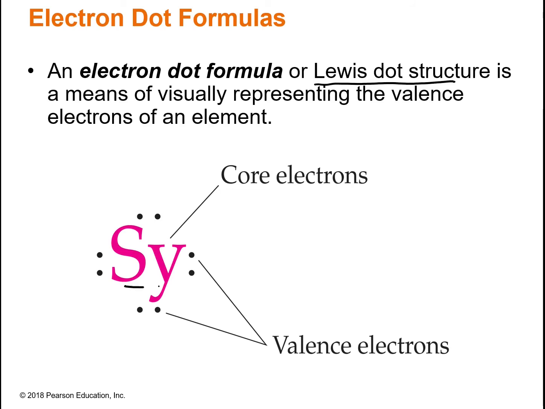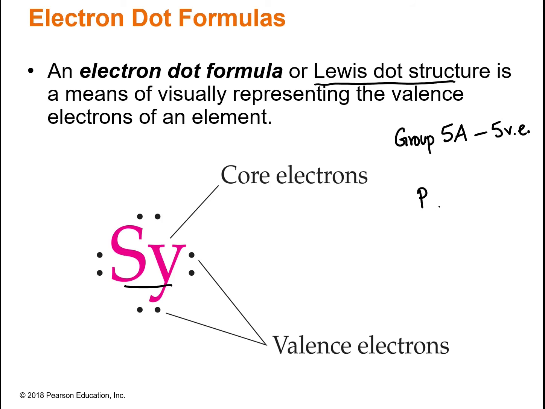You visually represent the valence electrons of an element. So you write the symbol, and then you write dots going around the element to represent how many valence electrons there are. We said for group 5A that there's going to be 5 valence electrons. One example of a 5A element would be phosphorus. Its symbol is a P.